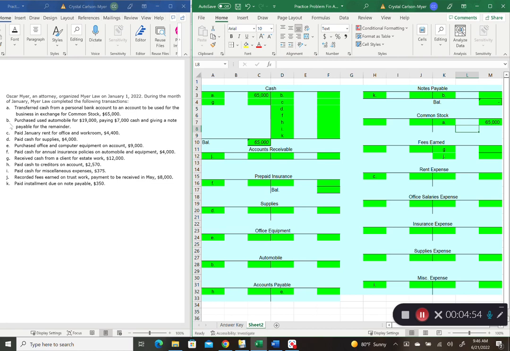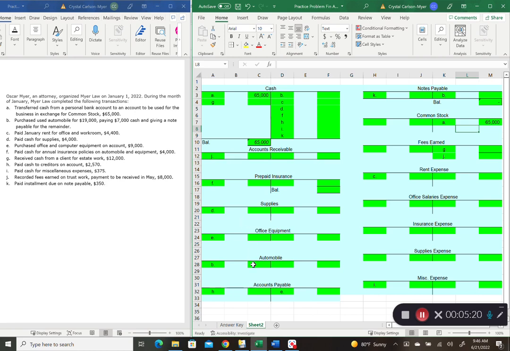All right, for part B, they purchased a used automobile for $19,000, paying $7,000 in cash and giving a notes payable for the remainder. So we have 3 accounts being affected here because we received an automobile. So that is an asset. And if you remember, to increase an asset, you debit it. So let's go ahead and record that. I always record what I know first, and then you can fill in the rest later.